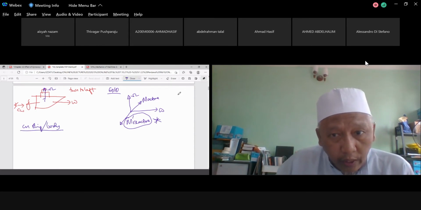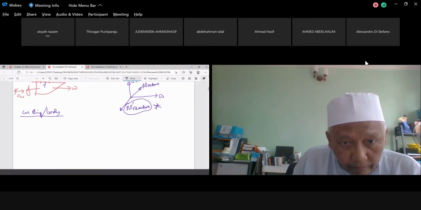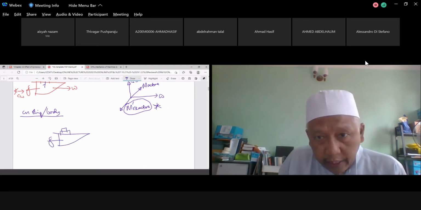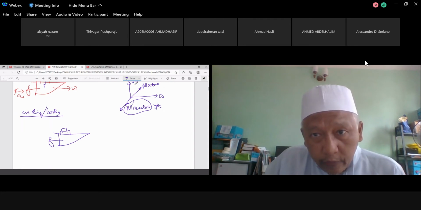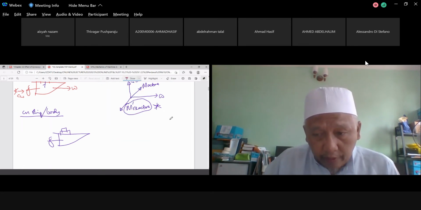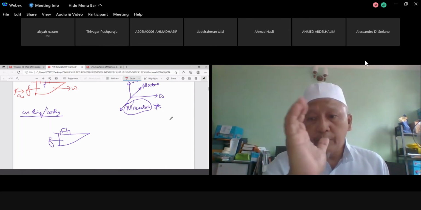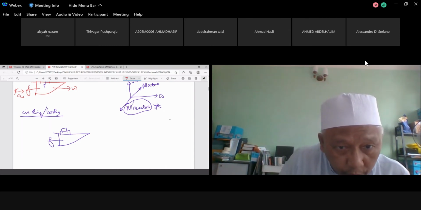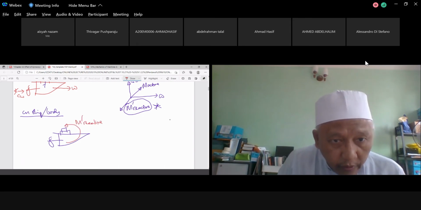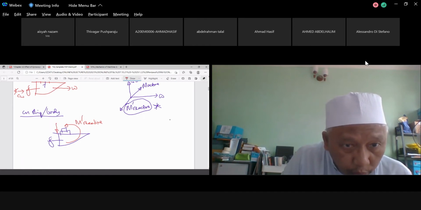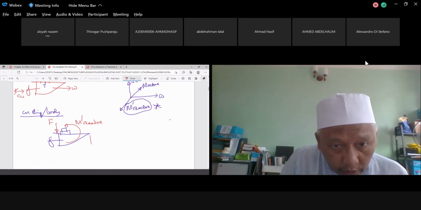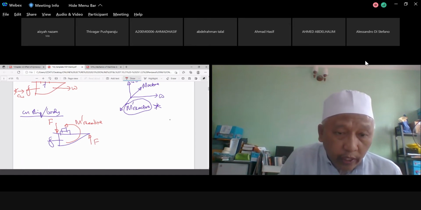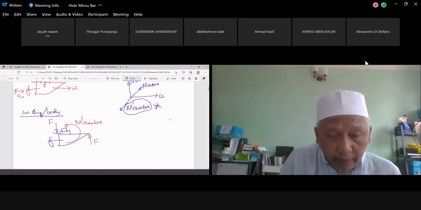So what you have now, this is the ship. Then you pick up the M reactive. The M reactive will be pointing to you, rotating counterclockwise. So you put it there, rotating M reactive. You have one force pointing downward, which is F, and the other force pointing upward. So the stern is pointing downward and the bow is pointing upward.